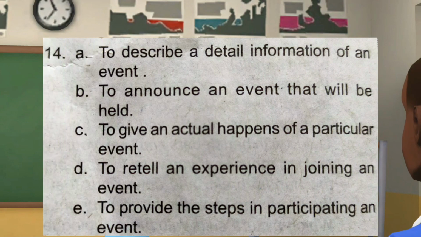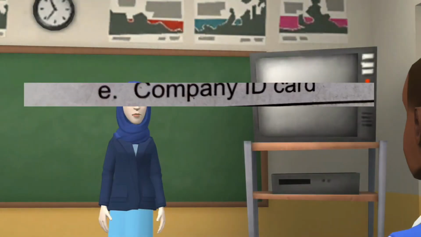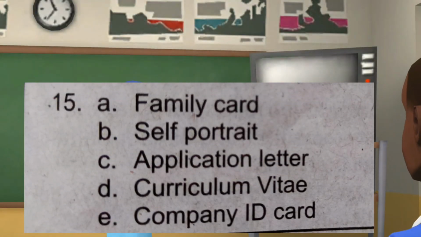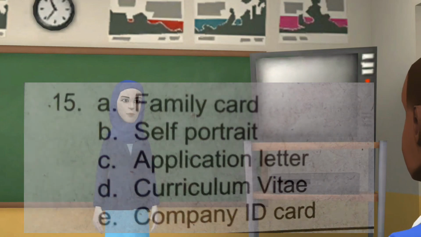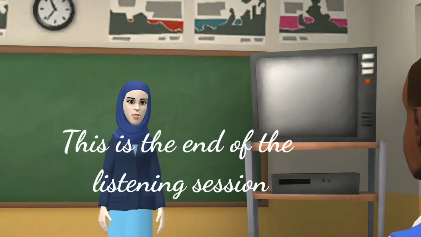Number 14. What does the text tell us about? Number 15. What should the employee bring to participate in the event? This is the end of the listening session.